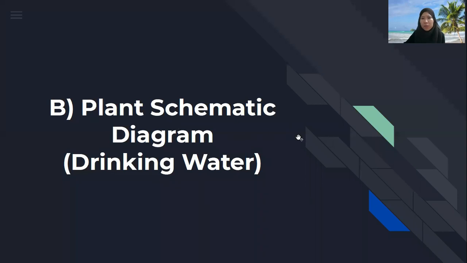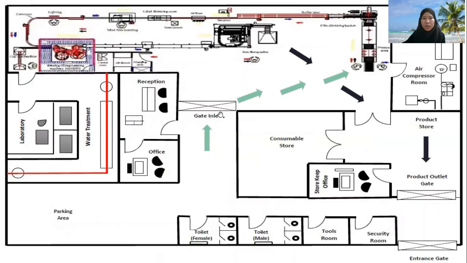Next, we proceed to the plant schematic diagram. As we can see here, the green arrow is where the raw materials are coming from, while the black arrow is after the raw material has been produced into drinking water. It will go out here and move to the product store and the product outlet gate, before it goes to distribution and storage.